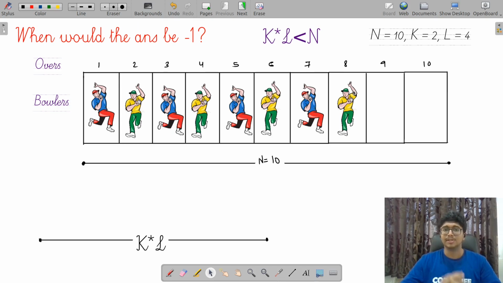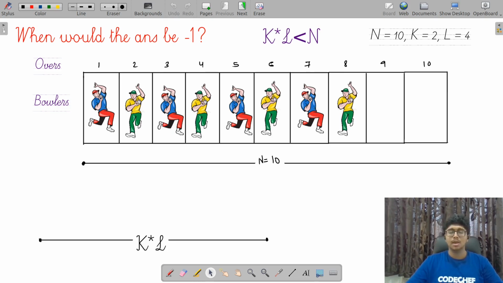See, you need to be a witty person. What you would do is, you would calculate k into l. Now k into l is the maximum number of overs all the bowlers combined can bowl in my match. If this value of k into l is less than n, then it is impossible for me to complete all the n overs because the given constraints do not satisfy, and that is the reason if k into l is less than n, I would say there is no valid assignment possible, and the answer would be -1. In that case, we have no possible arrangement.